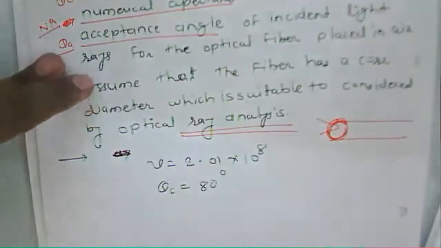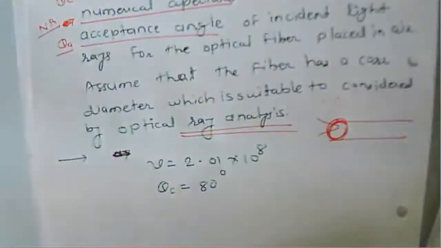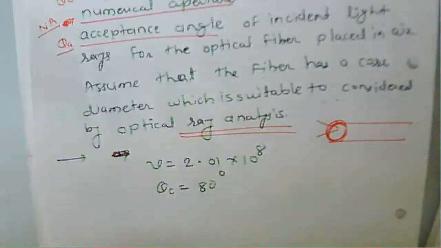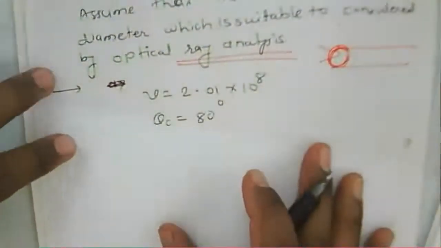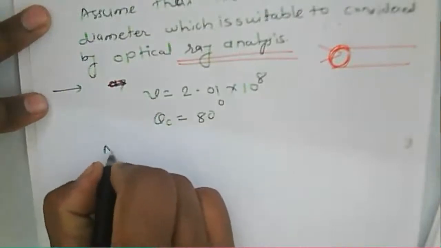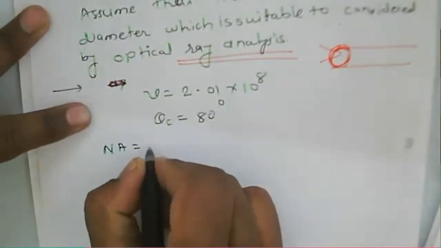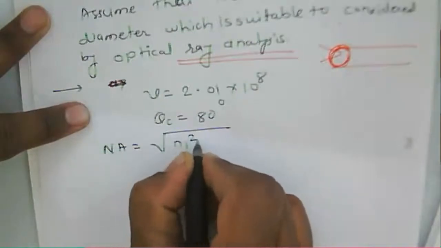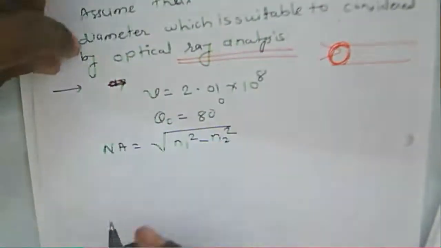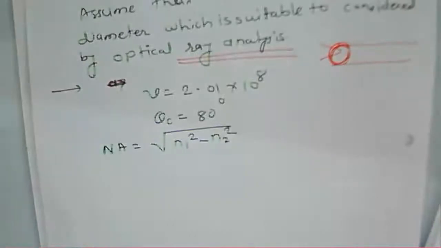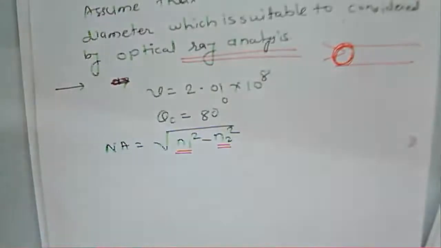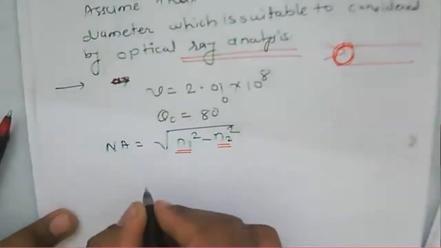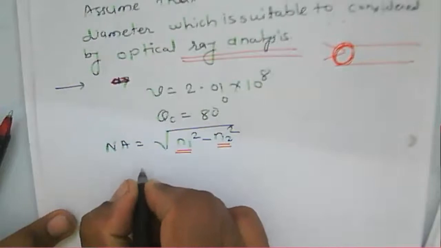Now the terms are given. We have the terms V and theta c, and we need to find the numerical aperture, NA. NA is equal to the square root of n1 squared minus n2 squared. But here we don't have the values of n1 or n2. Next, we will see the critical angle equation.